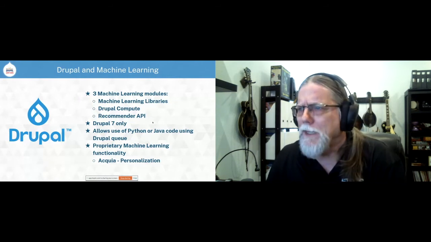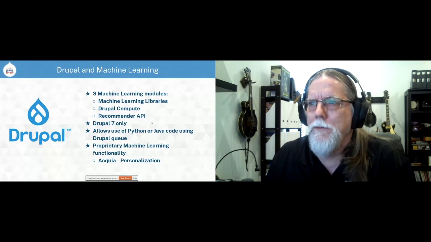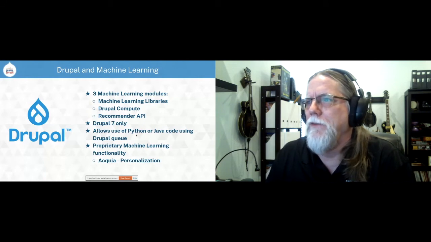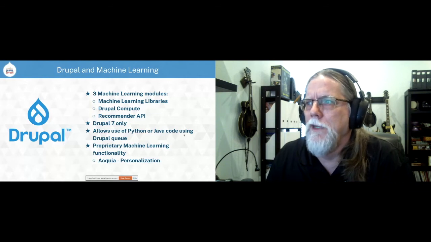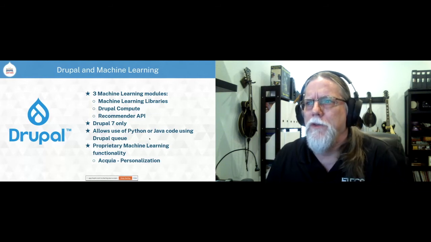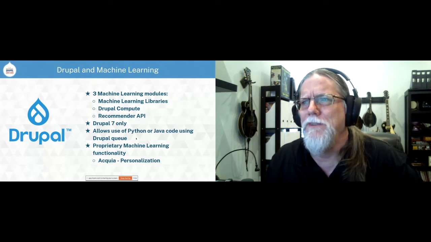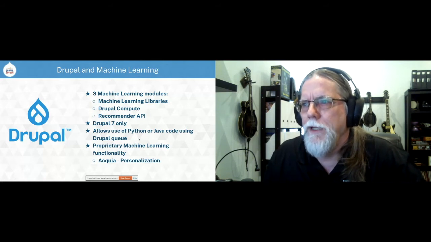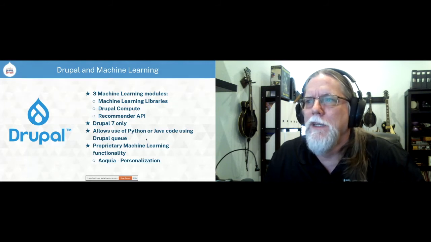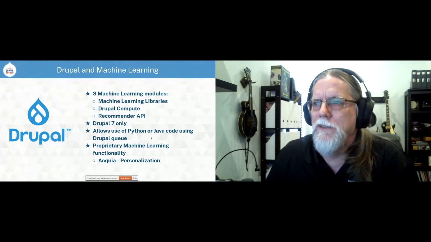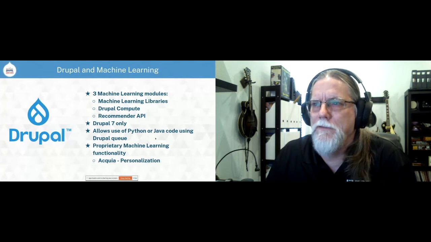But when I saw Tensorflow.js, that got me thinking another way, because if JavaScript could be used, that would be much more powerful. These modules allowed the use of Python or Java code using the Drupal queue. It just was kind of a clunky way of doing it. So like I said, with Tensorflow.js, I moved my sights to using that instead of these modules.